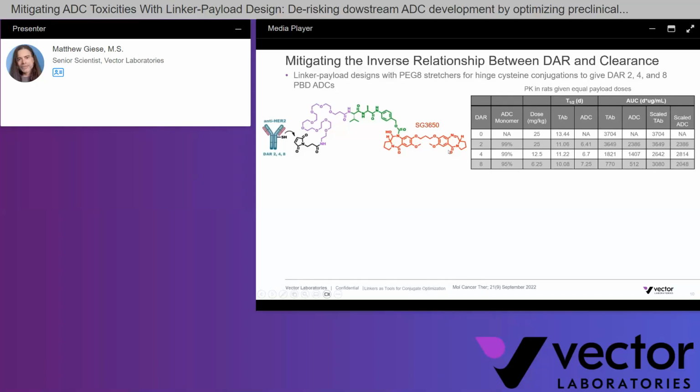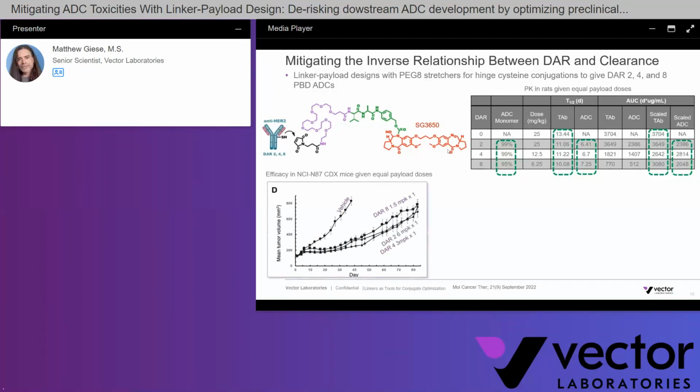The reduced potency can be compensated for by increased drug loading. And indeed, this linker payload design facilitated the construction of DAR 2, 4, and 8 ADCs with minimal aggregation. In addition, PK studies in rats given equal payload doses found that the PK parameters were similar for all of the ADCs regardless of DAR, and they weren't that much different from the unconjugated antibody. So this suggests that the high drug loading did not have a detrimental impact on the PK.